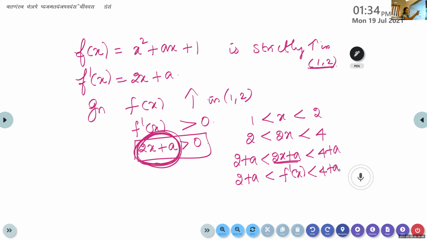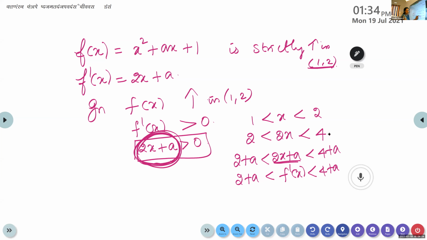Here, the given x value lies between 1 and 2. What are we doing here? We want to write it in the form 2x plus a. We multiply throughout by 2. So when you multiply by 2, 2 is less than 2x, which is less than 4.